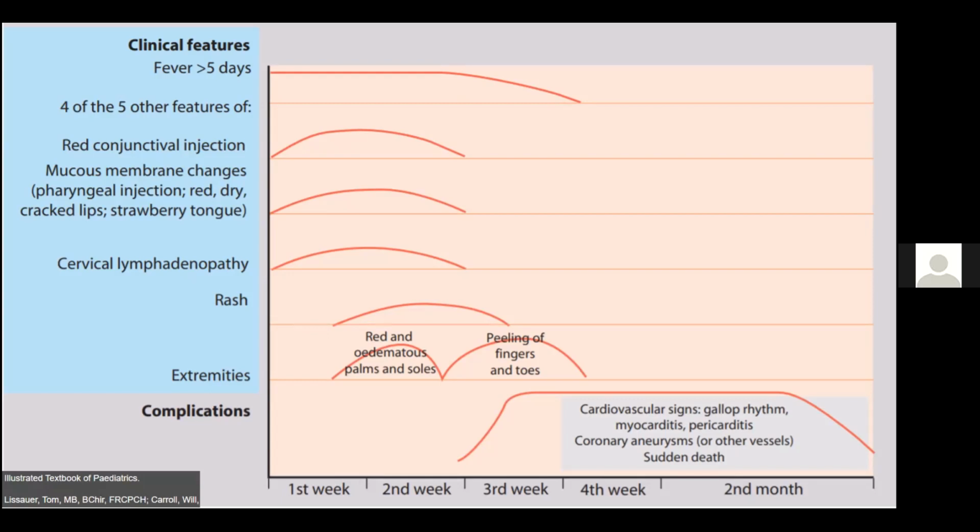The worry with Kawasaki disease is that you can get coronary artery aneurysms, and that can result in sudden death. You can also get associated myocarditis or pericarditis. And once you've made the diagnosis, you want to give the treatment before the end of the second or third week, before the coronary artery aneurysms develop. And IVIG or immune globulin has been shown to prevent the development of coronary artery aneurysms.